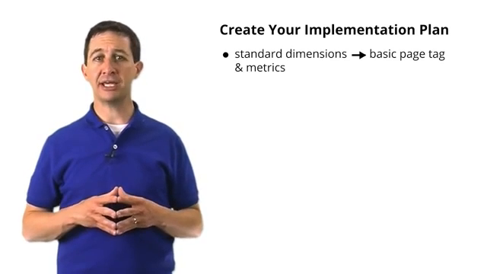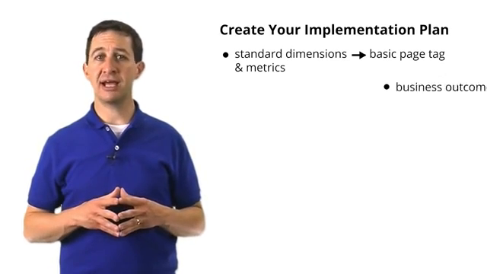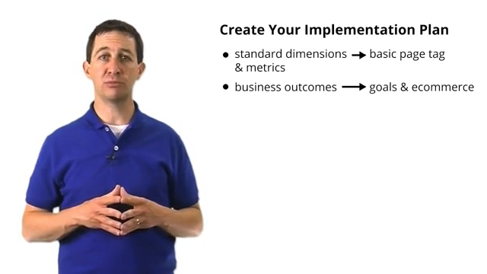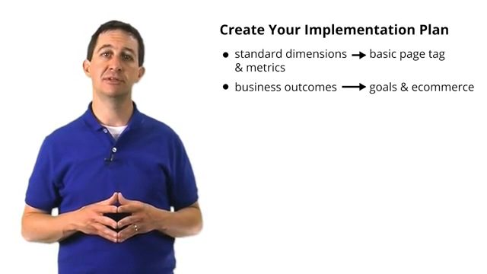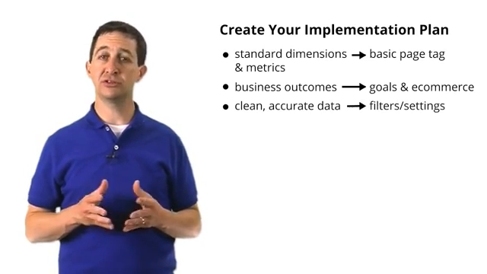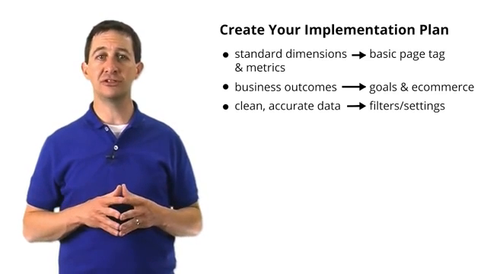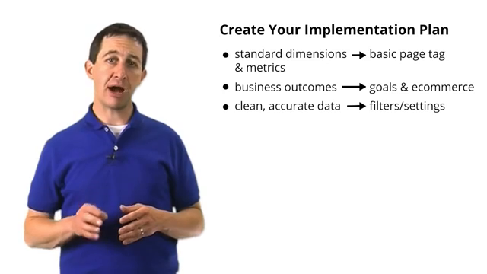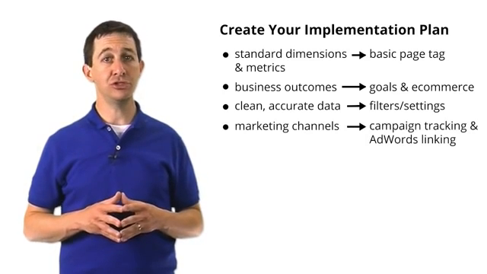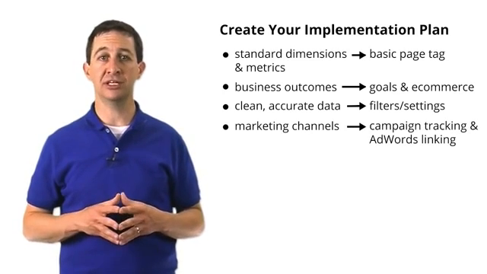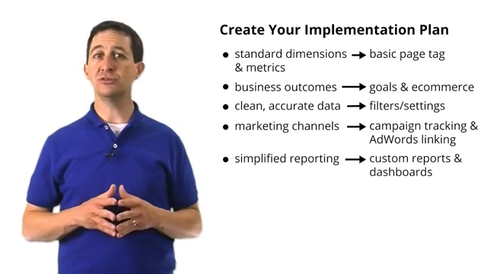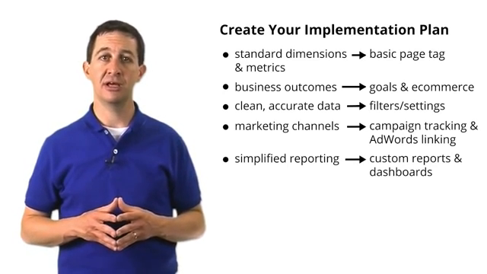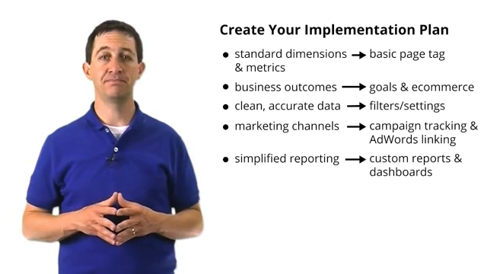Next, looking back at your measurement plan, you need a way to track KPIs. You can do this using goal tracking or the e-commerce module if you're an e-commerce business. Another feature you may want to use is filters. These normalize your data so that your reports are more accurate and useful. To properly track marketing campaigns, you should use campaign tracking and AdWords linking. Finally, you can use custom dashboards and custom reports to simplify the reporting process. This can help save a lot of time.